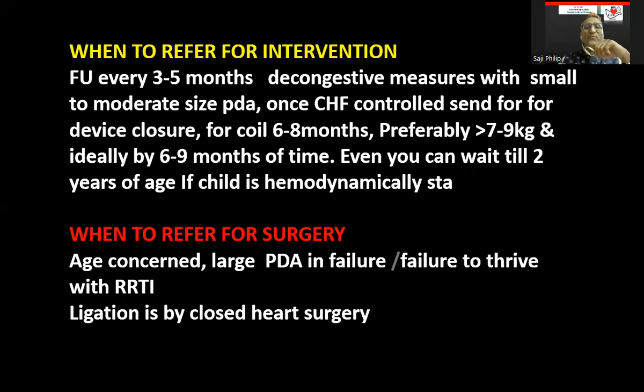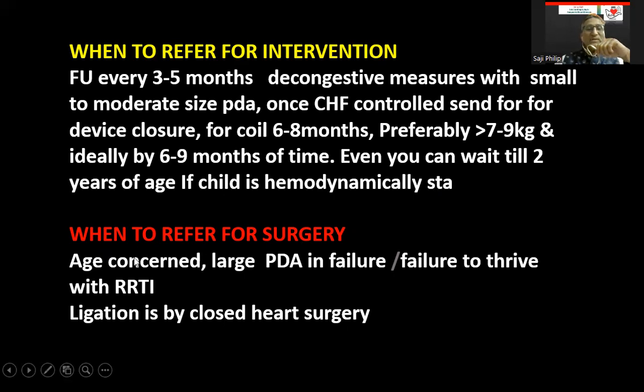So when to refer for intervention? Every 3 to 5 months, decongestive measures for small to moderate size PDA. Once congestive heart failure is controlled, send for device closure. For coil, 6 to 8 months. Preferably, I prefer more than 7 to 9 kg, which will be ideal by 6 to 9 months of time. You can even wait till 2 years of age if the child is hemodynamically stable.